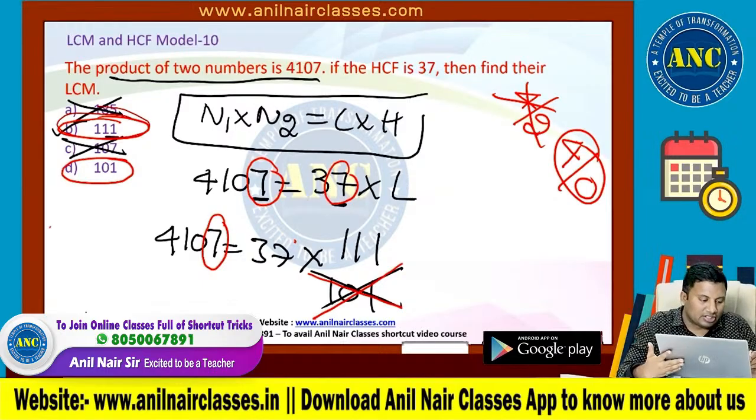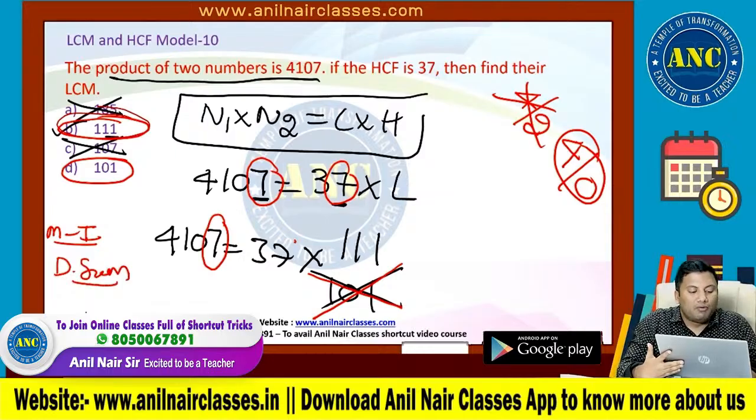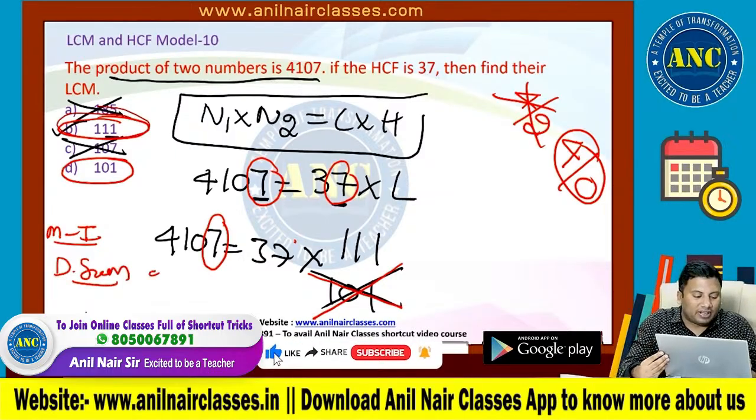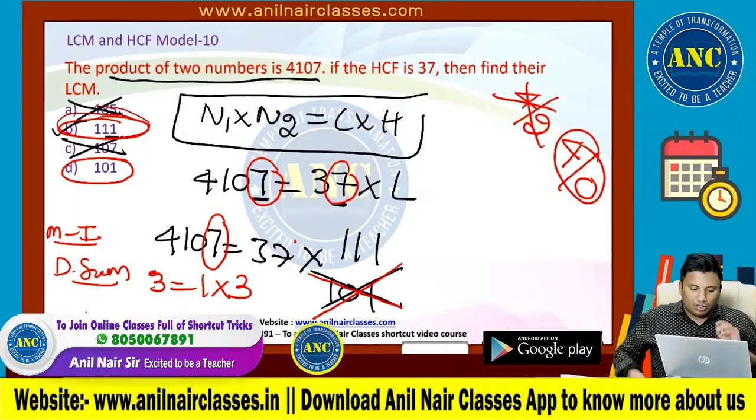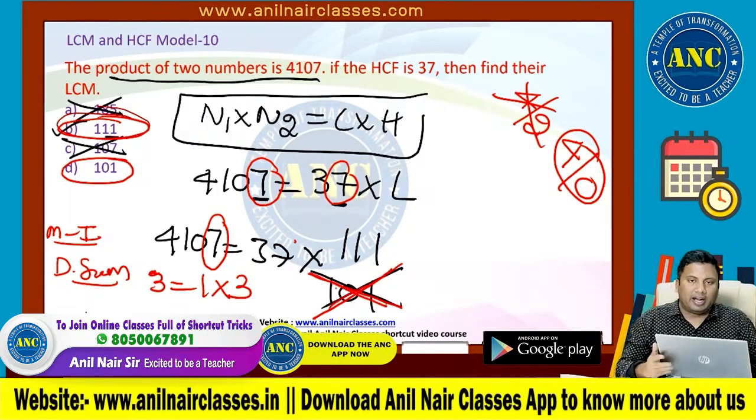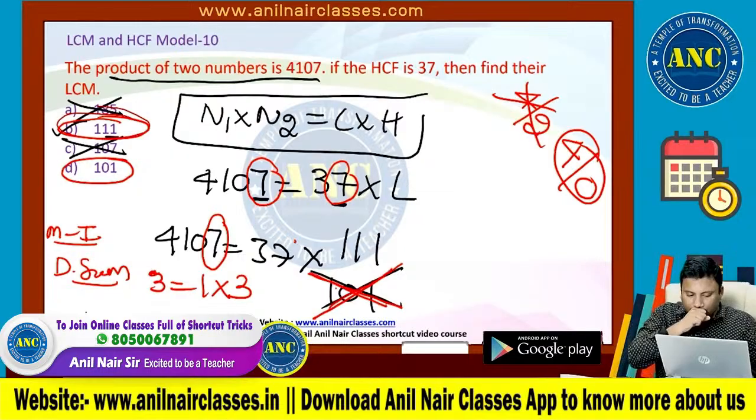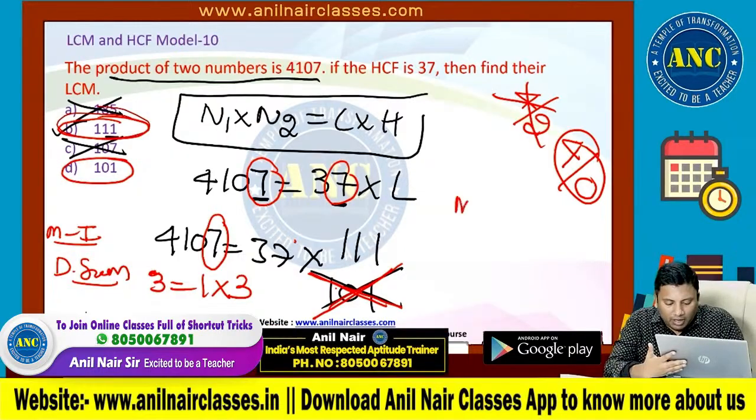for two reasons. Method 1, digital sum. 4107. What is the digital sum? 4 plus 1 is 5, 5 plus 7 is 12, which is 3. 3 plus 7 is 10, which is 1. 111 is 3. 3 is not equivalent to 1. So it cannot be 101. Digital sum will not match.